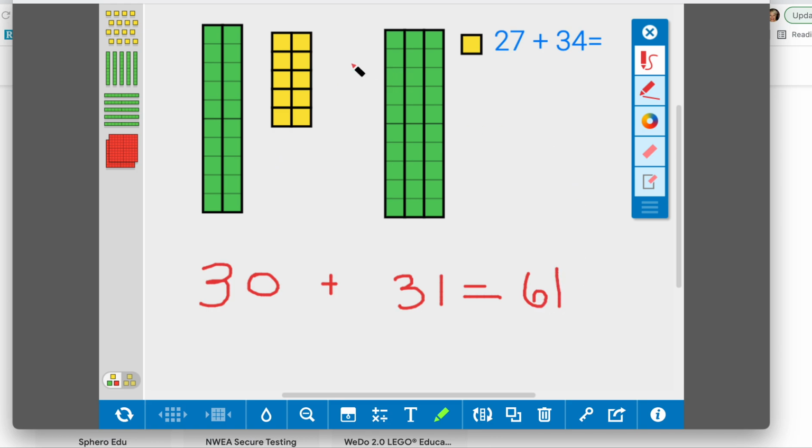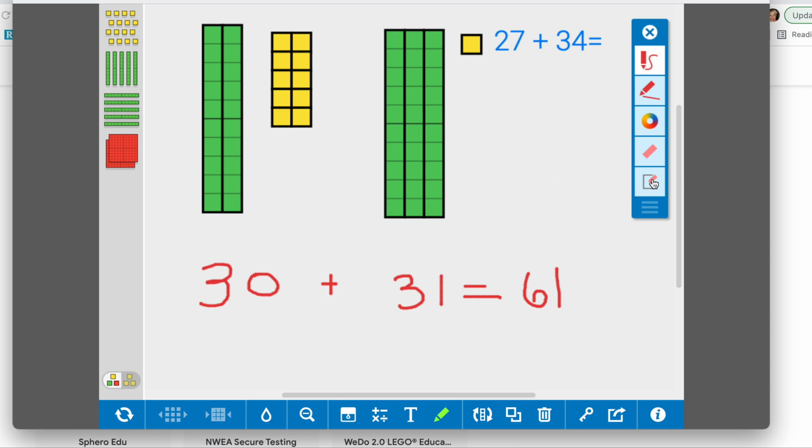Now we do talk about how compensation can go either way. We could have turned 34 into 40 by moving 6 from over here. But it is easier to make the number that's closer to a 10 into a tens number, but you could do it either way. So they do know that. So we've been practicing that strategy.